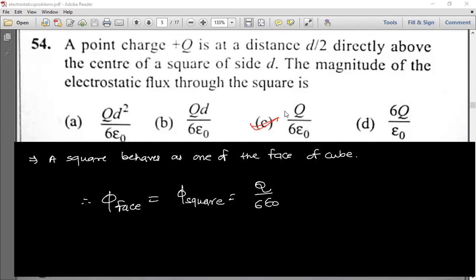Is that clear? Understood? Yes? Okay, whatever this distance is, it doesn't matter. Clear? Take the screenshot fast.